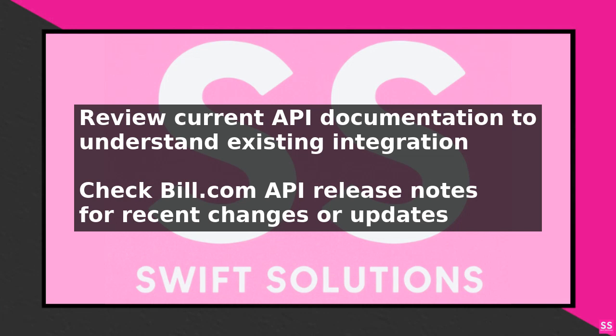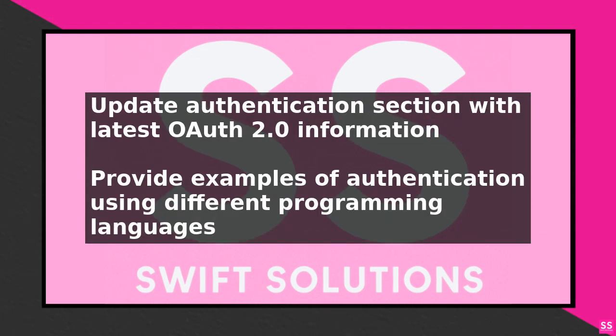Now, update the authentication section of the guide. Bill.com uses OAuth 2.0 for authentication, so make sure to include the latest information on how to obtain an access token and use it to make API calls. Provide examples of how to authenticate using different programming languages, such as Python or Java.